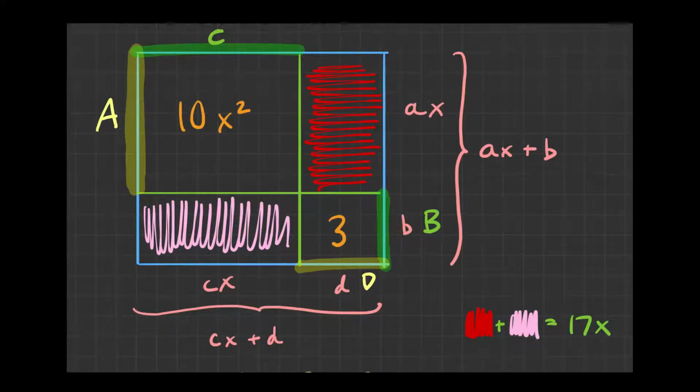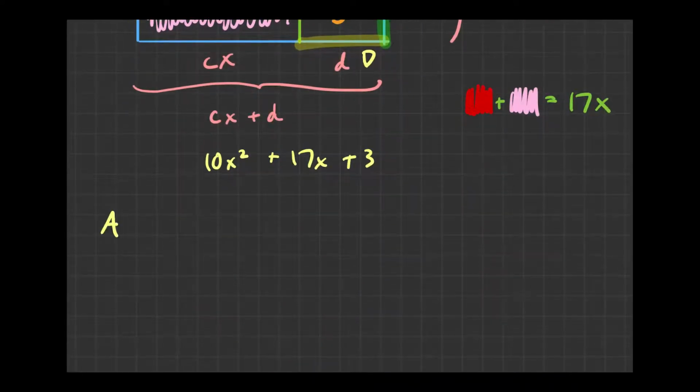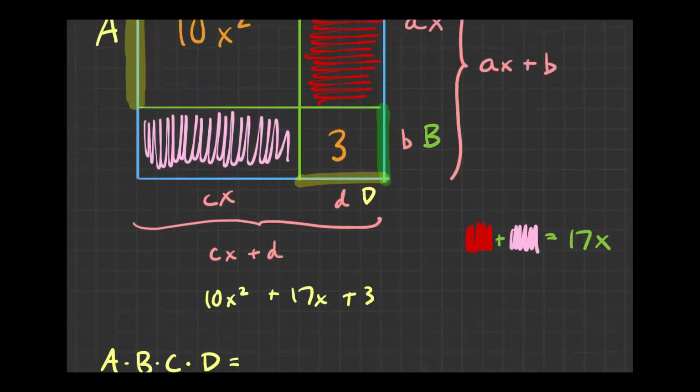Okay? A times B times C times D. Okay, so let's try that. So A times B times C times D. What is that equal to? Let's see if we can see what that's equal to.